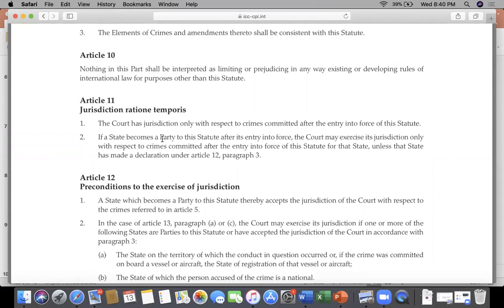In such case, what will happen? Because the country in question signed and ratified the Rome Statute in 2019, and then how will this be, since when the crime committed in country A will be coming under the jurisdiction of ICC, it says that it may exercise its jurisdiction with respect to the crimes committed after the entry into force of this statute for that state, unless that state has made a declaration under Article 12, paragraph 3.